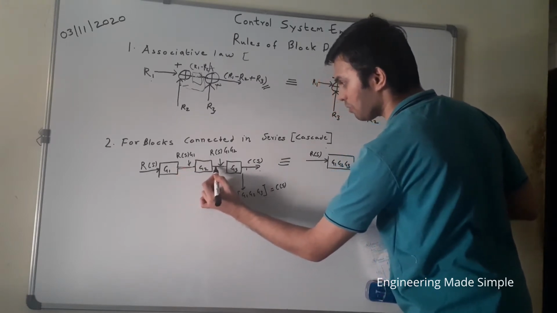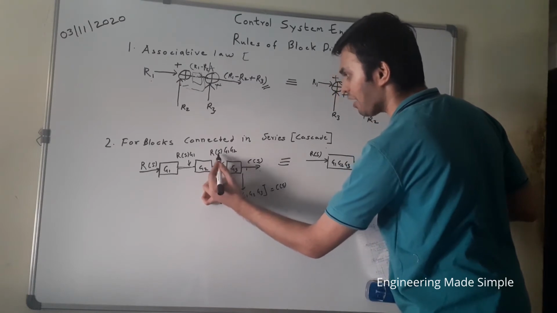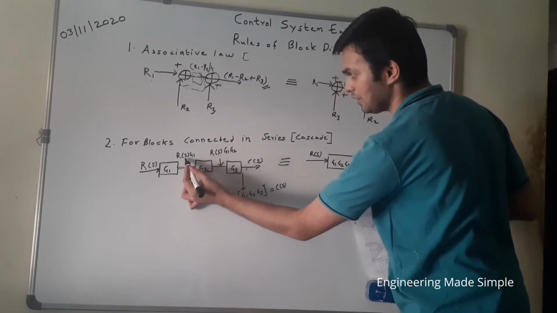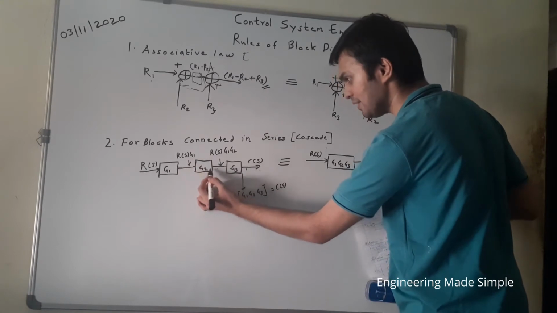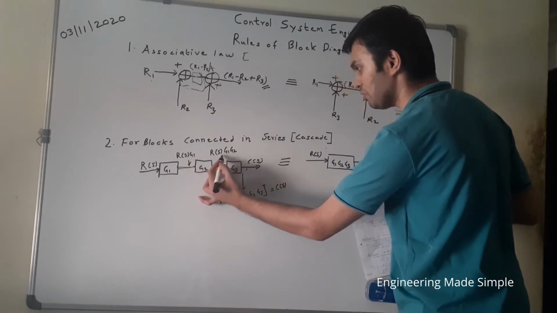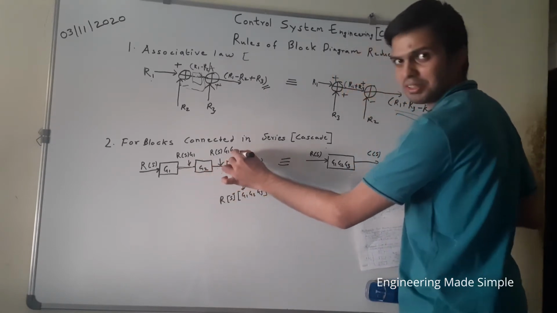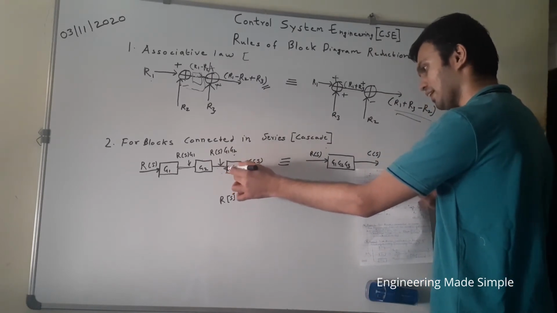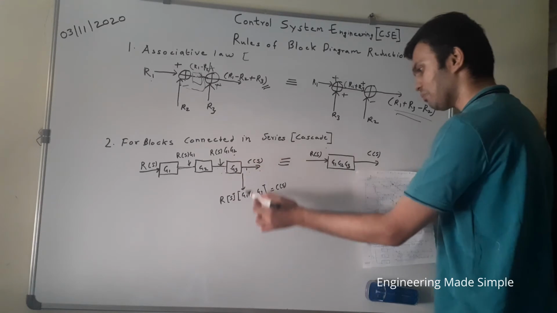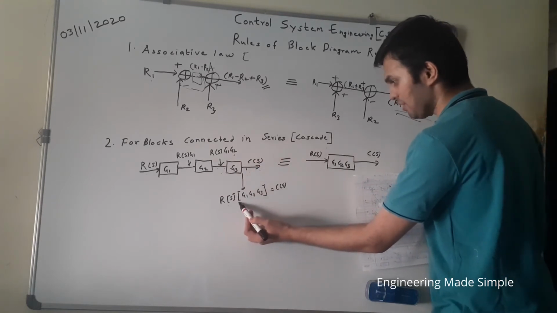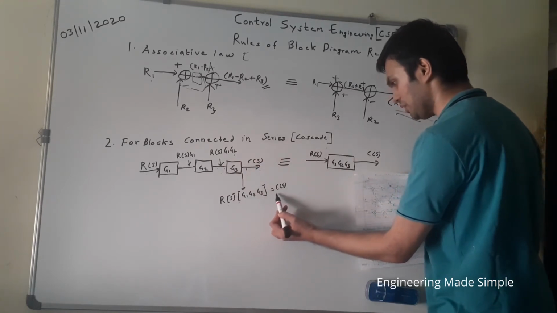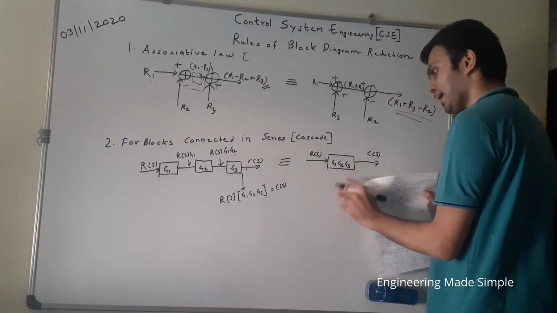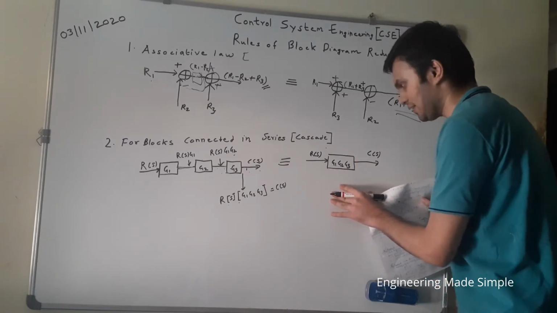What will be the output after the second gain block? R of S into G1 into G2, because this signal will be carried forward as it is, and then R of S into G1 will again be multiplied by G2 because it is connected in series. Similarly, this would be the output after the second gain block. After the third gain block, what will be the output? R of S into G1, G2, G3 is equal to C of S. The same thing I can write because it is a cascade connection.